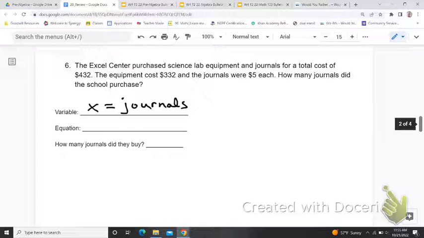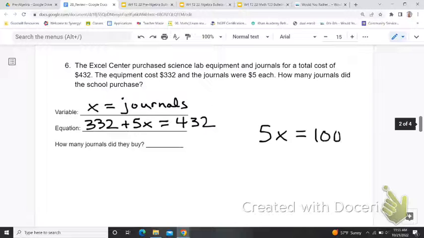And so we have this says total cost is $432. So that's not the start, that's the total. Remember our spurt. What is our starting point? Our starting point, we're spending $332 on equipment, and then $5 for each journal, so 5x, and then it equals 432. That's the total. So we have a two-step equation. We'll subtract 332 on both sides. Then I have 5x is 100. Divide by 5 to get x is 20.